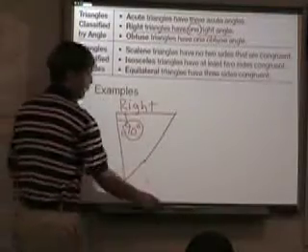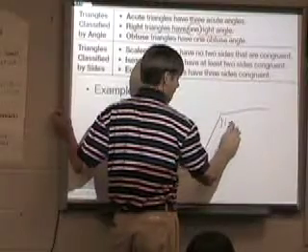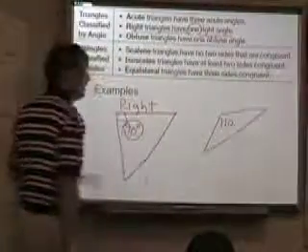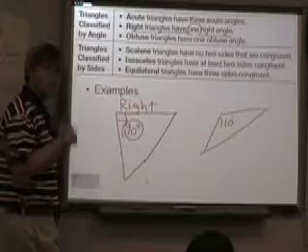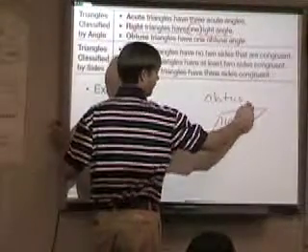Now, what if we have a triangle where there's an angle that's 110? What kind of triangle is that? Obtuse, because it's bigger than 90. This is an obtuse triangle.